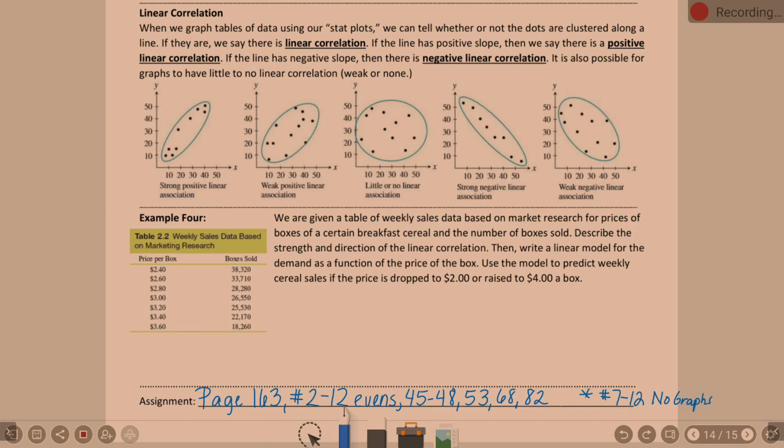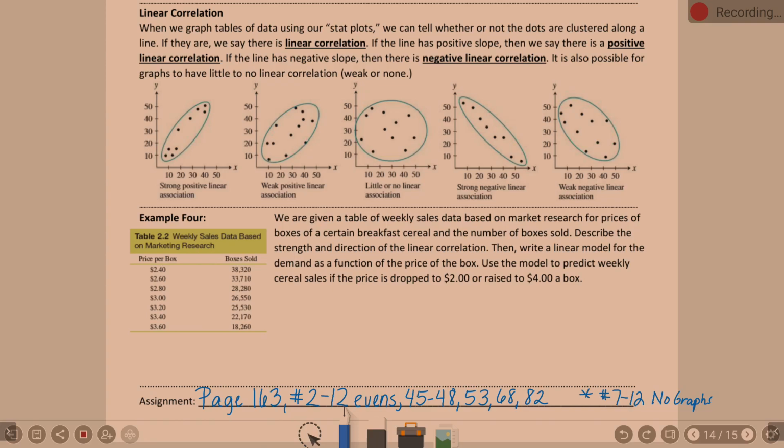So when we graph tables of data using our stat plots, we can tell whether or not the dots are clustered along a line. If they are, we say there's a linear correlation. So think scatter plots from back whenever you learned scatter plots, right? If the line has a positive slope, then we say it's a positive linear correlation. So if they're going up and to the right.